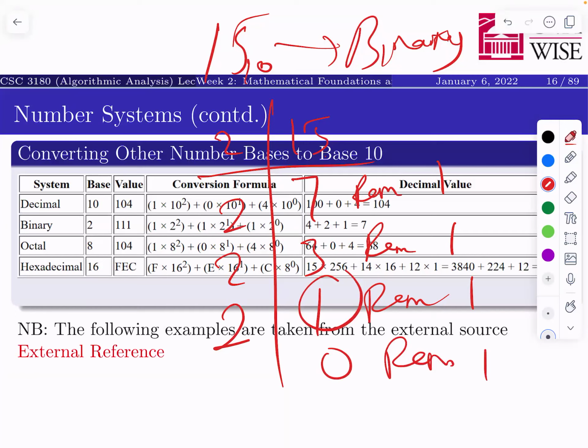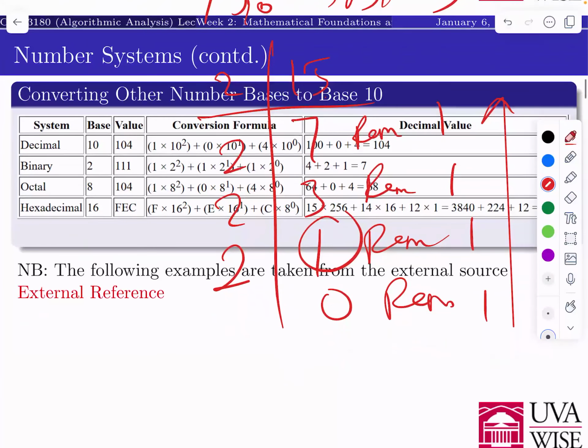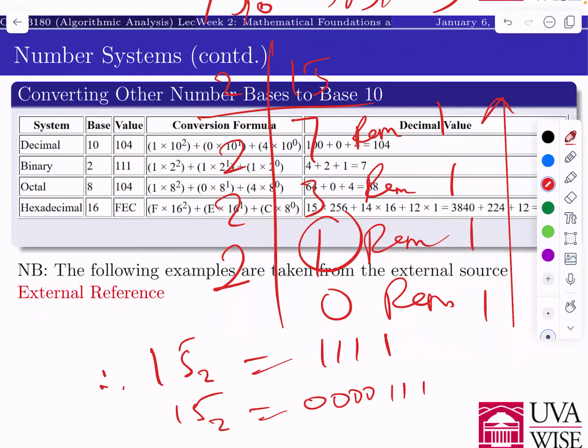Okay, that is 15. And you read it from the bottom up. So therefore, 15 base 2 is 1111. And that, if you want to represent it as a full byte, you have to put 4 zeros before it to make it 8.